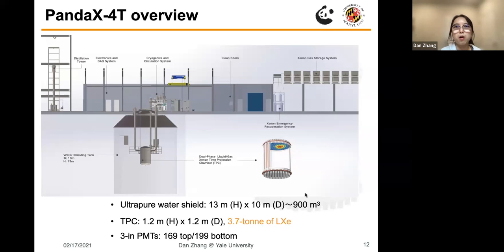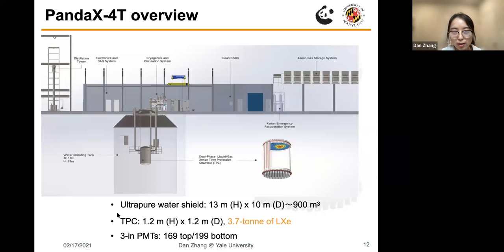Here is the layout of the lab overview. Our time projection chamber sits right in the middle of the water tank shield, and the workspace is right above the water tank. We have our distillation tower, which is designed to reduce krypton-85, but is now verified to be very efficient in removing tritium from xenon as well. Here is the clean room and our workspace. We have our electronics and data acquisition system, and our cryogenics and circulation system. And this is the door of the clean room. We have our xenon gas storage right beside the clean room.